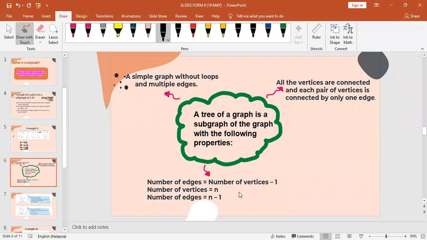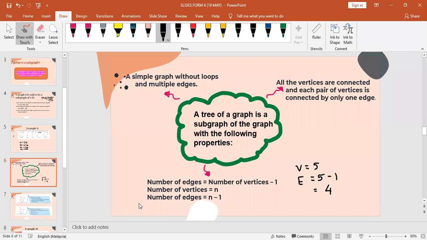Okay, let's say number of vertices is equals to 5. So number of edges, how do we calculate number of edges? N minus 1. It means that 5 minus 1. Yes, equals to 4. So this is the properties, the particular properties that must be followed if that subgraph is a tree.